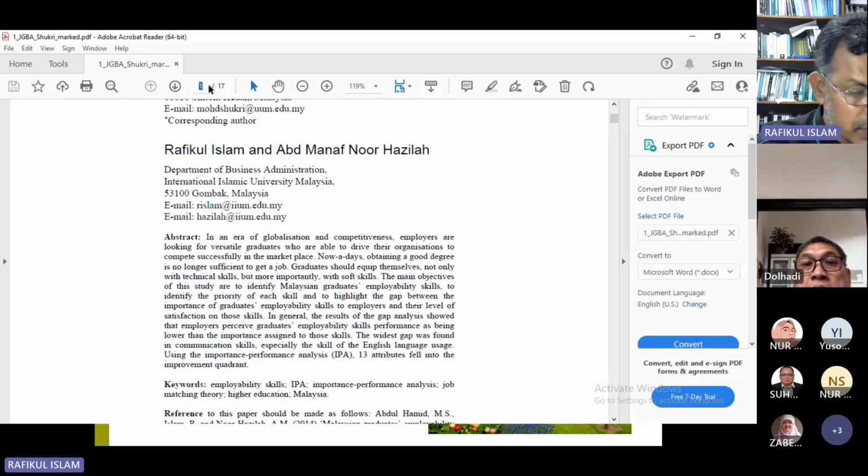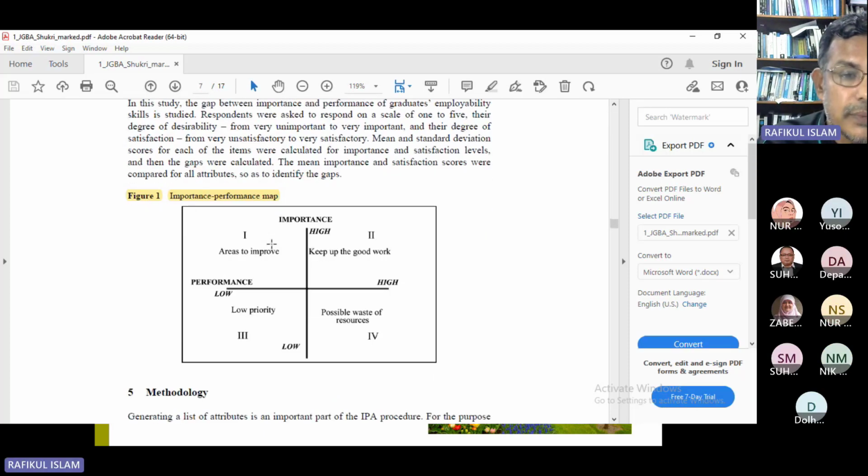Then I will go to selected pages. So I will go to page number 7. Page number 7, this is the IPA map, which is the central part of importance performance analysis.